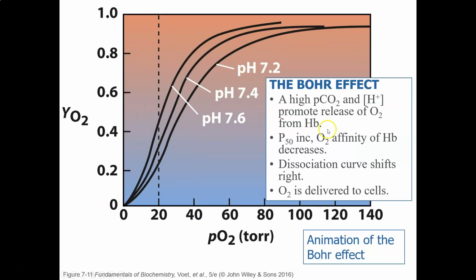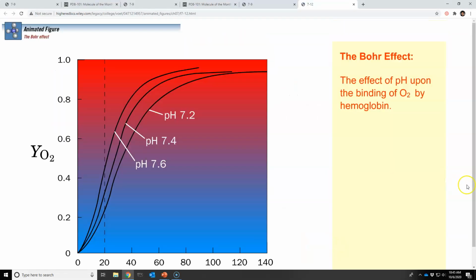So when the partial pressure of PCO2 increases and then indirectly protons increase too, what that does is it increases the P50. And when P50 goes up, the oxygen binding affinity to hemoglobin goes down. And that's a good thing because we want to make sure that under these circumstances, oxygen is delivered to cells. So we can look at an animation of this as well.